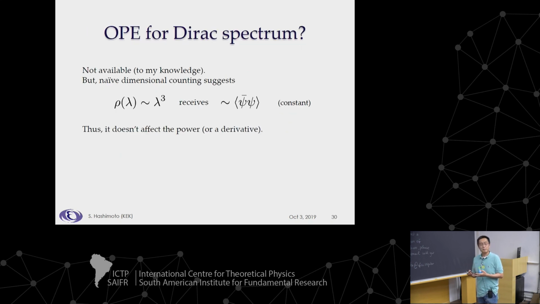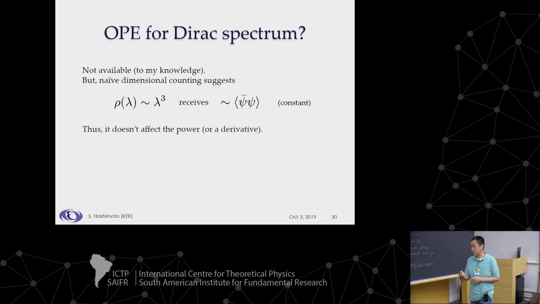So we should expect some non-perturbative correction to that, but unfortunately the detailed calculation of the operator product expansion is not known for this quantity. And naively, by dimensional counting, I expect that the leading non-perturbative correction is something like psi bar psi times some constant, because it is just a dimensional argument and this is the lowest possible operator. But there is no lambda in front of that, so there is no dependence on lambda. So this term doesn't affect the derivative of this quantity.